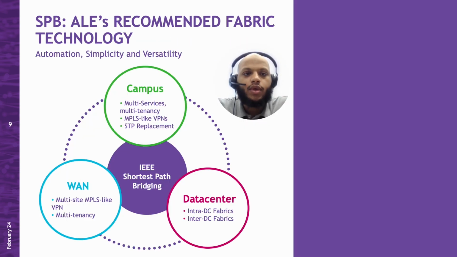So let's start with SPB. SPB is our recommended fabric technology. It brings network automation in a very simple and versatile manner. This technology can be deployed in the campus, delivering a multi-services network with native segmentation to ensure a great level of security. It can be deployed in the data center, both within the data center but also between the data centers. It can also be used in the WAN as well.